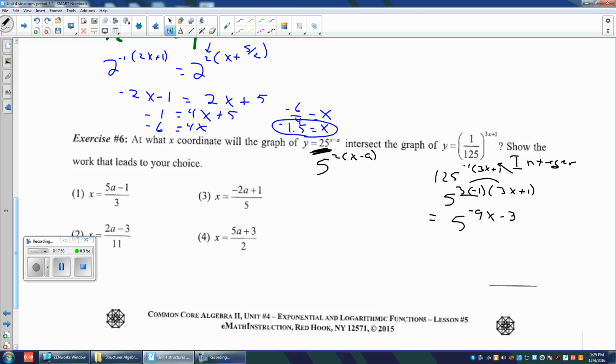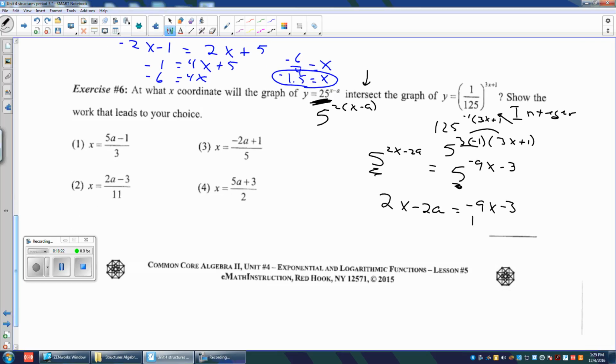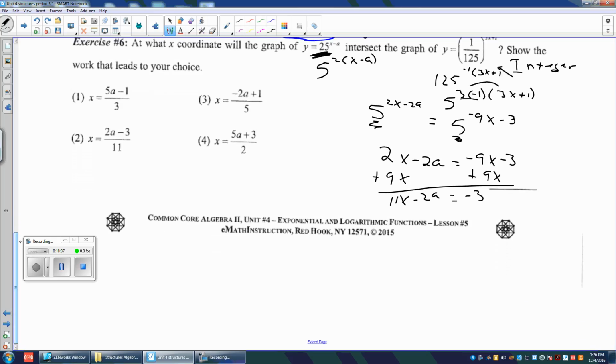So we want to know when they're equal, because that's where the intersection happens. So it's 5 to the 2x minus 2a. They now have common bases, so I can set the exponents equal to each other. 2x minus 2a equals negative 9x minus 3. Now I notice that all of these answers have x all by itself. So I'm going to add the 9x to both sides of the equation, because x is positive in all four of the answers. So I have 11x minus 2a equals negative 3. I'm going to add 2a to both sides. 11x equals negative 3 plus 2a.